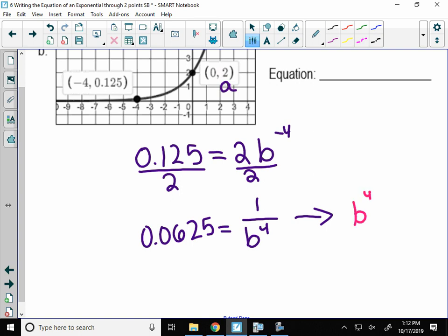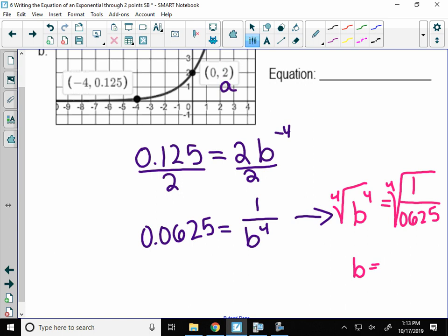B to the 4th equals, yeah, we'll just use a decimal, it's okay. We're going to have decimals in our fractions in this unit for some of the time. That'll be okay. We'll get used to it. Then I just take the 4th root. So can you take the 4th root of 1 over 0.0625?